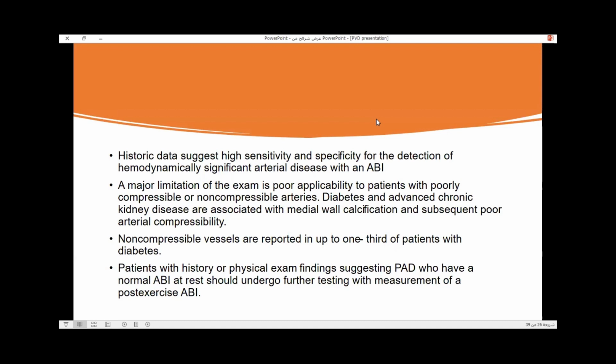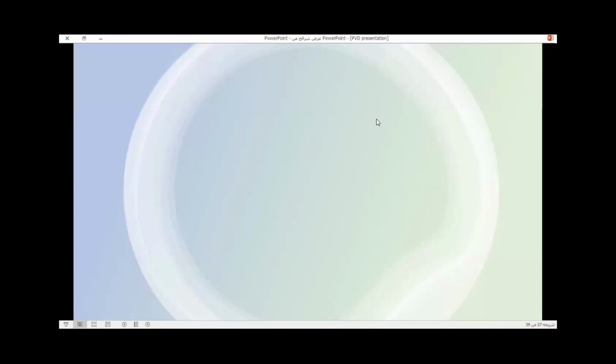As we said, about 1/3 of patients have calcified atherosclerosis, in diabetic patients or advanced chronic kidney disease, so we will not get any information for such patients from ABI. And CT scan is also difficult to assess. So ultrasound is usually the only tool to assess such patients.